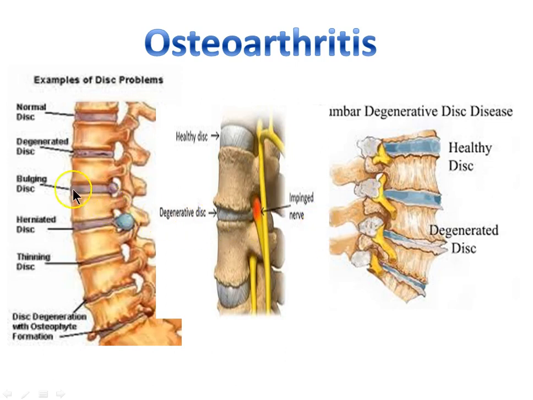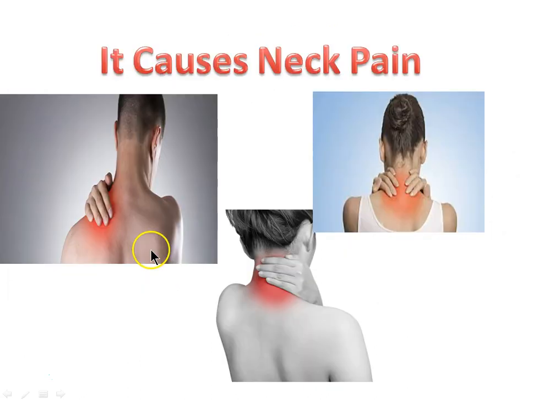Here we see a disc bulge. That's when the contents of the disc actually push the disc into the nerve root. The nerve root is over here. That causes a nerve impingement. Here we see a herniated disc where the contents of the disc are no longer contained within the disc itself and puts pressure on the nerve. Here we see thinning of the disc. That causes that hole to get smaller and increases the chances of having a pinched nerve.